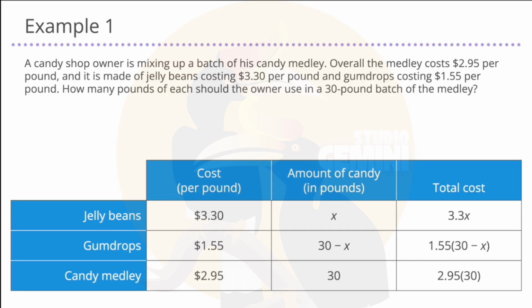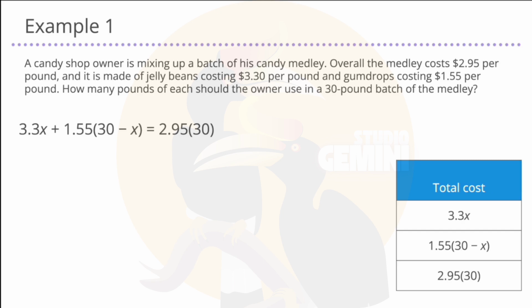Great! Now we can use the information in the last column of our table to write an equation. We know that the total cost of the jelly beans plus the total cost of the gumdrops should give us the total cost of the candy medley. So we have 3.3 times x plus 1.55 times 30 minus x equals 2.95 times 30.